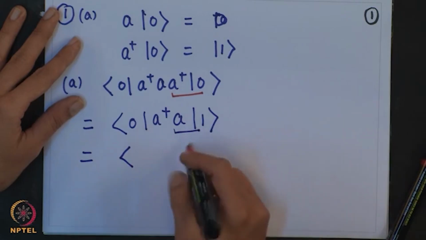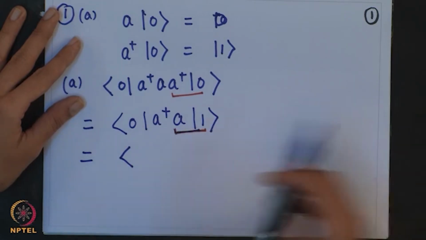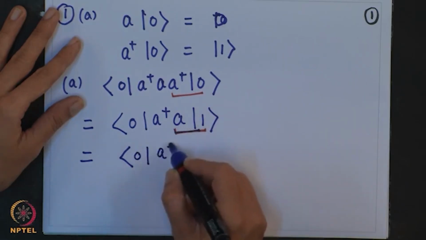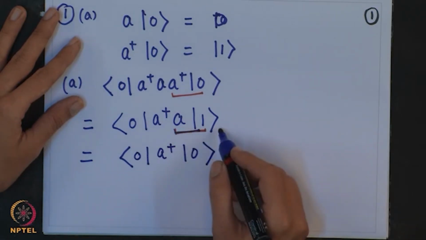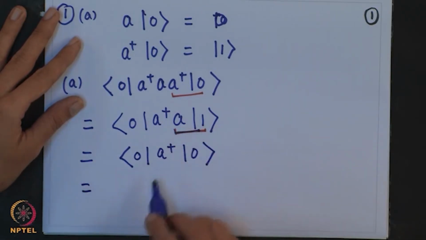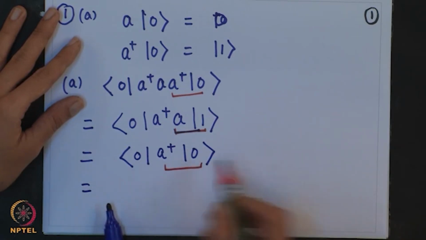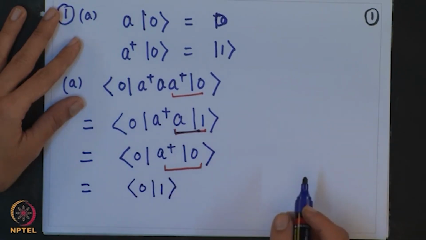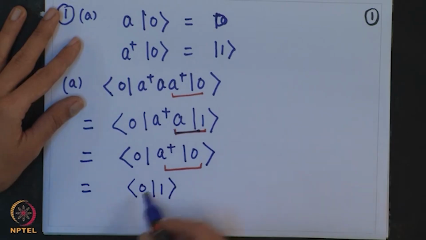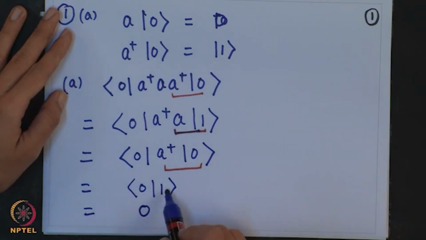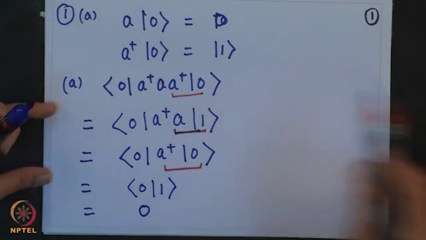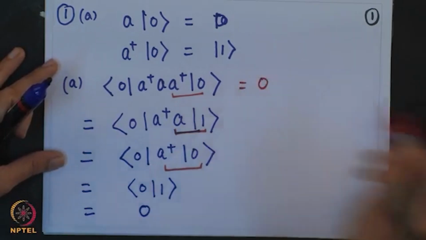Now I will operate A on 1. It will lower the state, and it will go back to 0. You are going below on the ladder. Then when you operate A dagger on 0, you will obtain state 1; you go up. Now, these states are orthogonal. So, you obtain the inner product of 0 and 1, which is 0. So, in the first problem you obtain a value equal to 0.